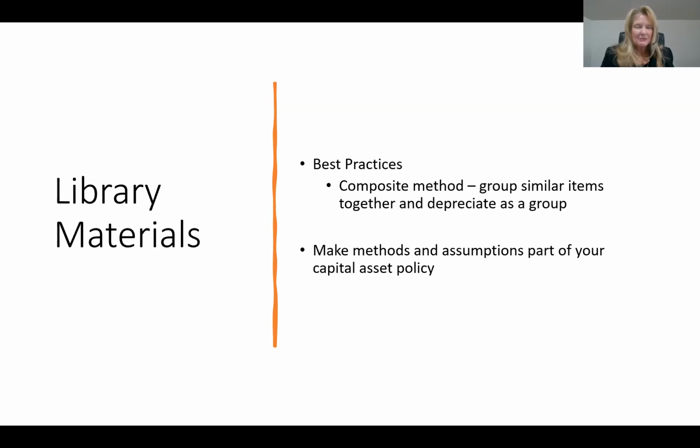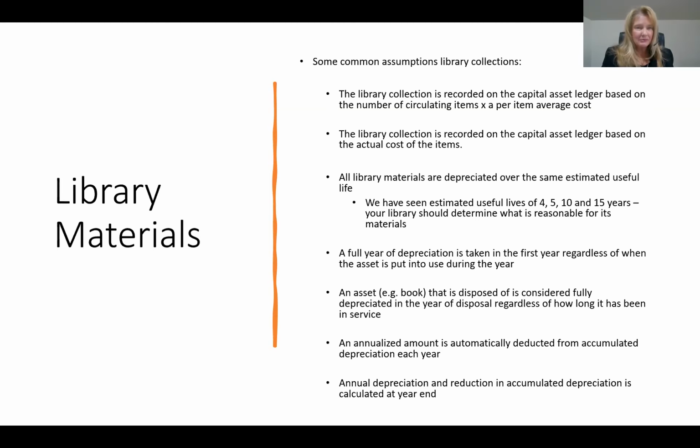So there's a couple of best practices. One is to use the composite method of depreciation, which means you group similar items together and you depreciate them as a group. And to do this, you're going to have to define your method and make some assumptions in your capital asset policy. We'll go over again some examples.